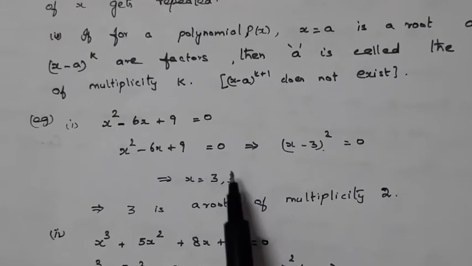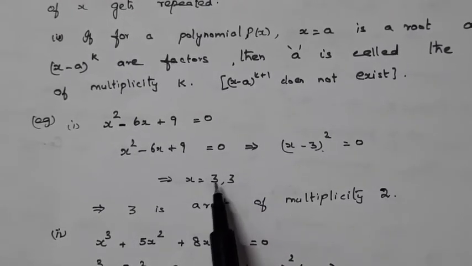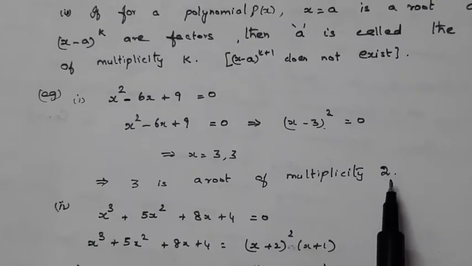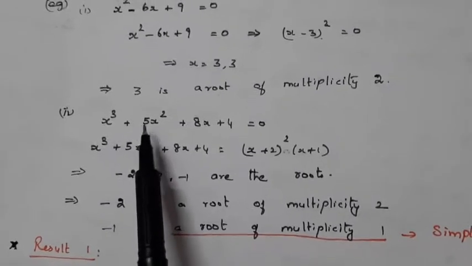So how many times is 3 repeated? 2 times it gets repeated. So we can say that 3 is the root of multiplicity 2, right? And one more, let me give an example in the cubic equation.